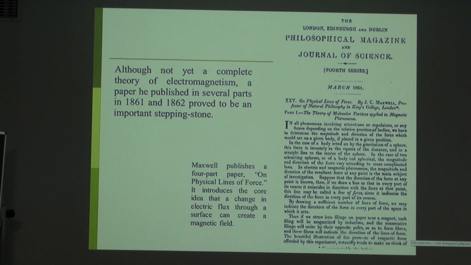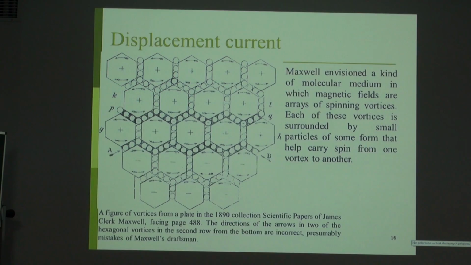It was building on the previous ideas. Maxwell envisioned a kind of molecular medium in which magnetic fields are arrays of spinning vortices. Each of these vortices is surrounded by small particles of some form that help carry spin from one vortex to another. But perhaps most crucially, it laid the groundwork for a new physical concept, the displacement current.